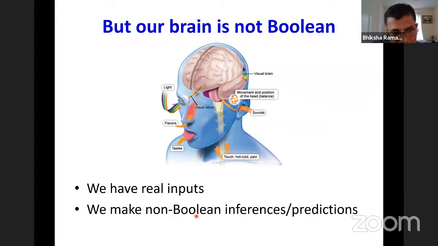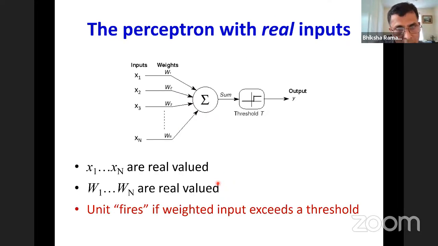But then, we said this was a model for the brain, and the brain is not a Boolean machine. We don't work on Boolean inputs. Look at the world around you. They are not Boolean. It's continuous value. We have real inputs. We make non-Boolean inferences and predictions. And so let's go back and look at the perceptron and see how it behaves for real valued inputs.